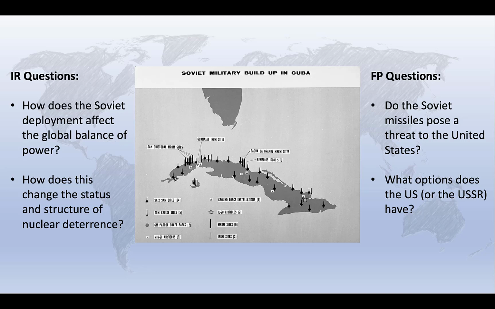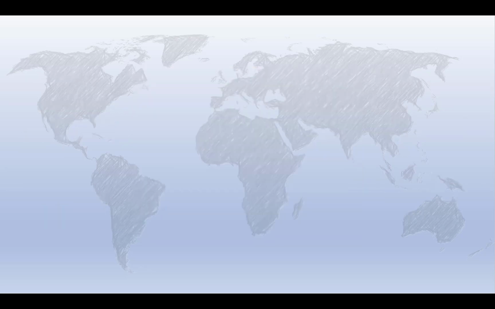Foreign policy, by contrast, is focused on understanding the goals, motivations, and the decisions of the various states and actors involved in the crisis. So that covers the fundamental difference between international relations and foreign policy. As you can see, there's a fair degree of overlap between the two, but there's also some clear points of difference or divergence.